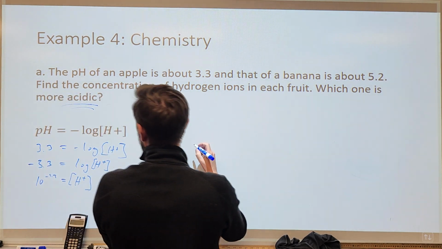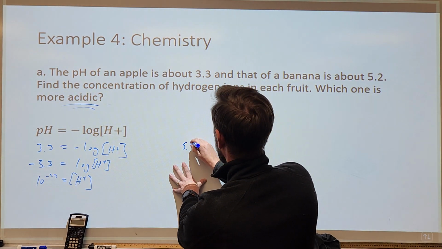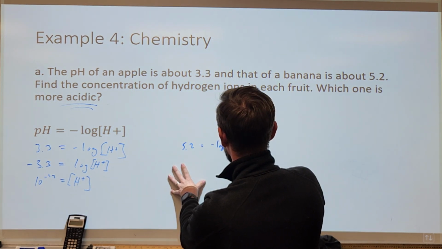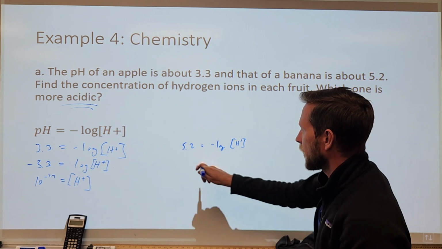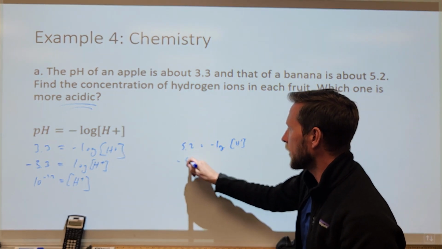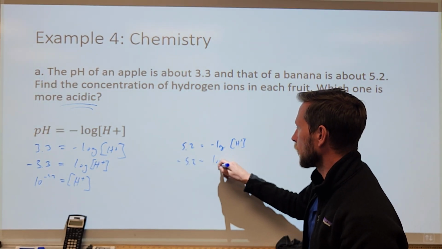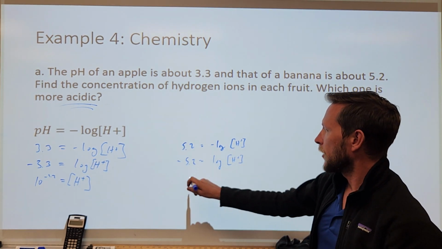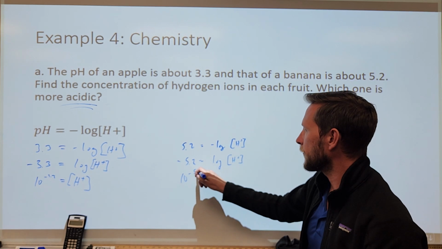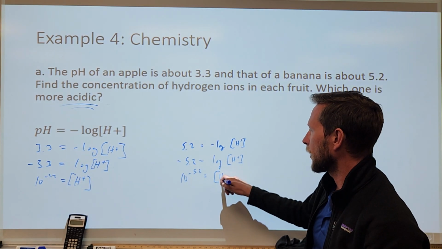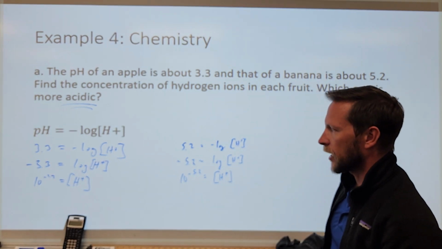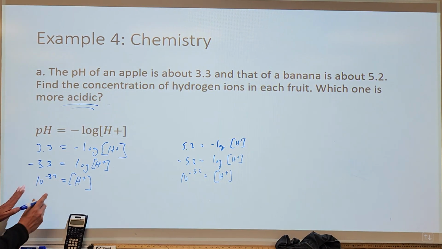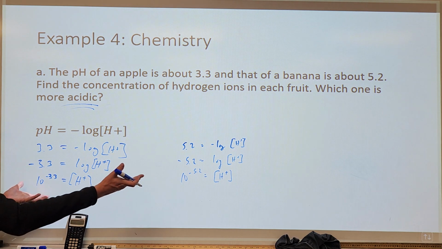Whereas, with the same formula, 5.2 is equal to the negative log of this concentration of hydrogen ions. So that means that negative 5.2 is equal to log base 10 of that concentration. And so 10 to the negative 5.2 is equal to that concentration of hydrogen ions. All right, so here's what we notice. I don't have to type these in, all right?